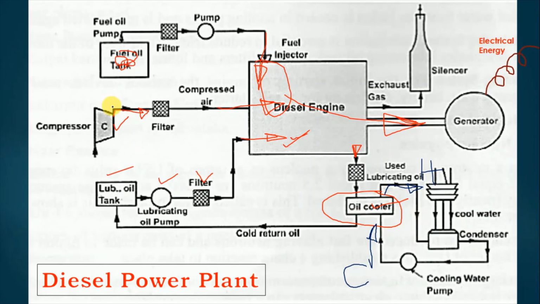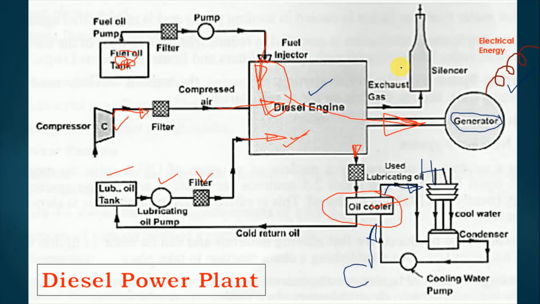So these are various systems by using which the diesel engine will work properly, and it will give you mechanical energy as an output. This mechanical energy will be taken by the generator and it will generate electrical energy. This electrical energy will be available at the outlet.